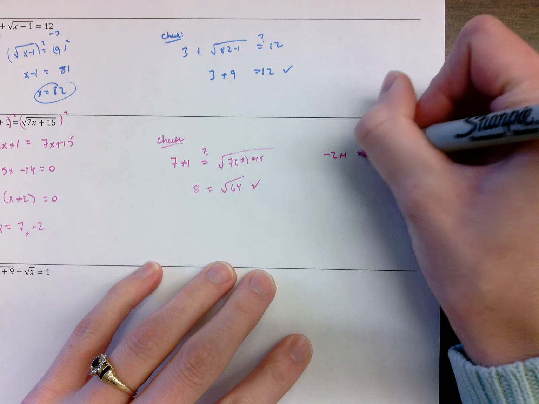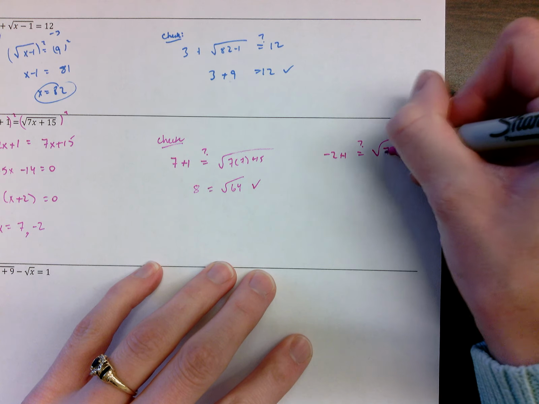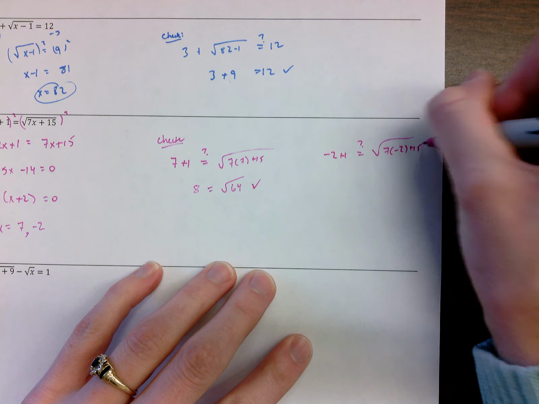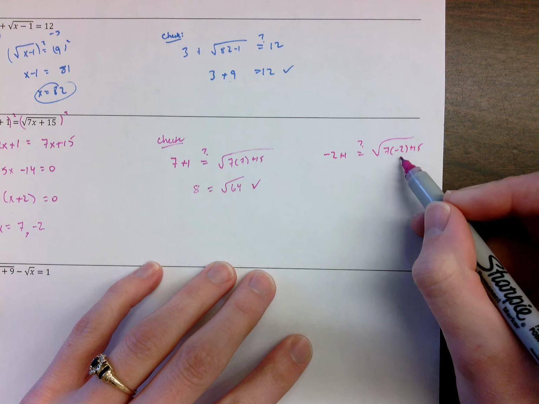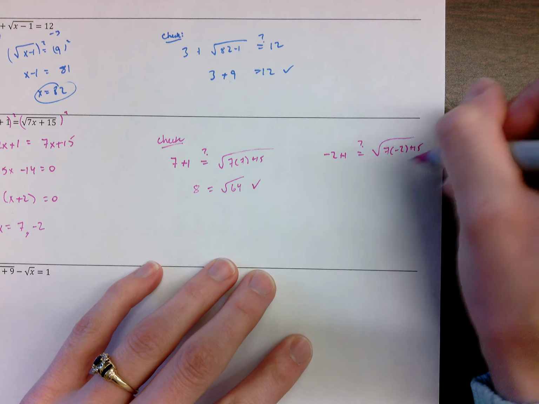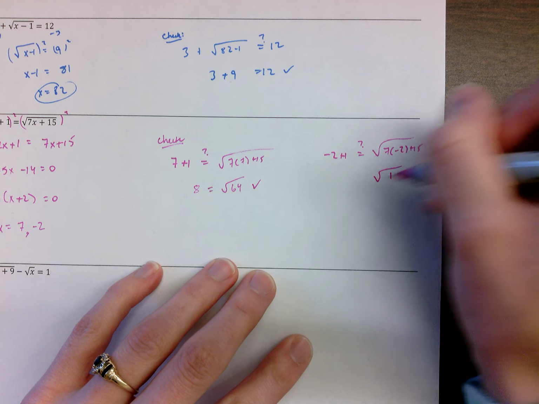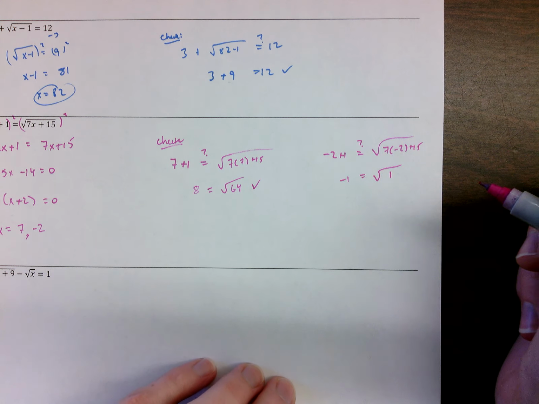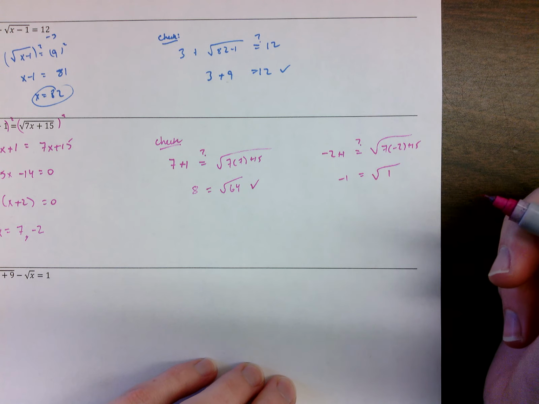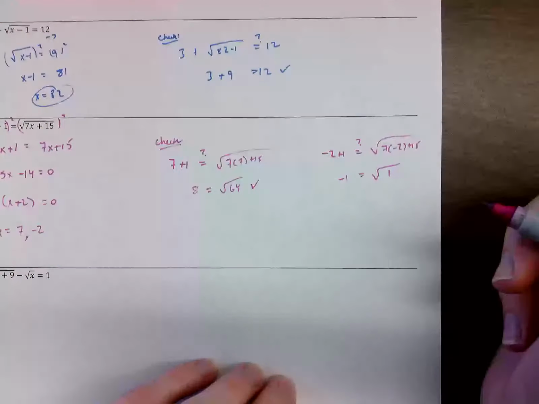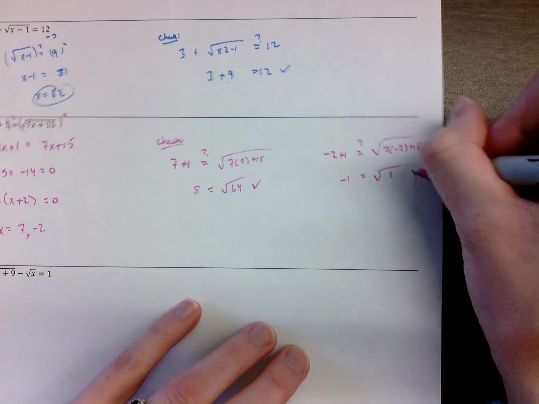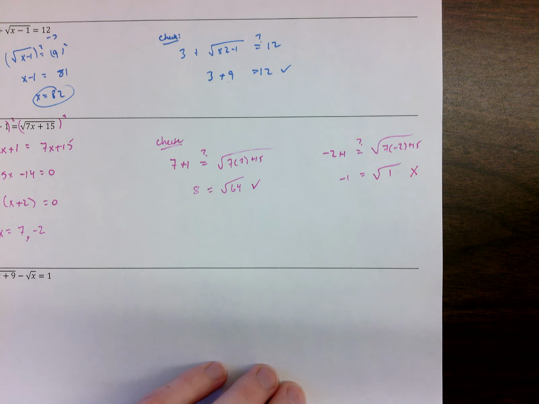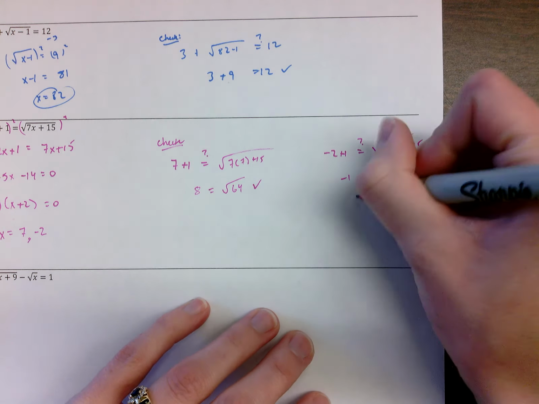Okay, now I'm going to check negative 2. So negative 2 plus 1, we want to know, does that equal the square root of 7 times negative 2 plus 15? 7 times negative 2 is negative 14, plus 15 would be the square root of 1, and negative 2 plus 1 adds to negative 1. So is the square root of 1 negative 1? No. Right? Square roots don't equal negatives. Okay, so this right here is a mark that this is an extraneous solution.